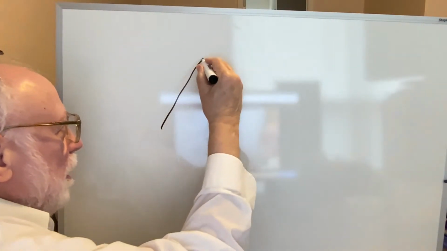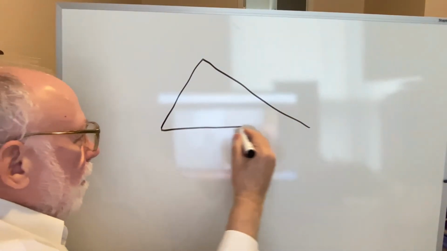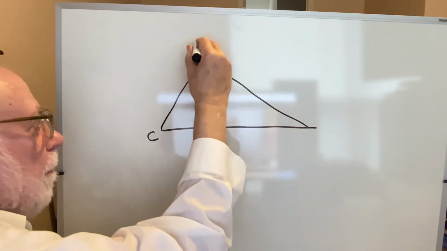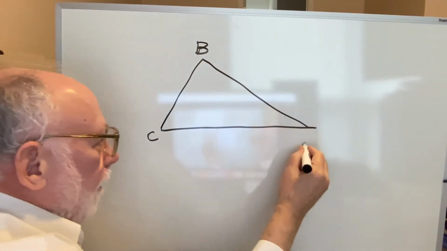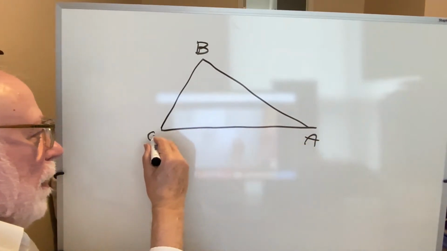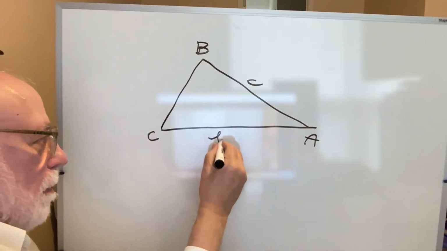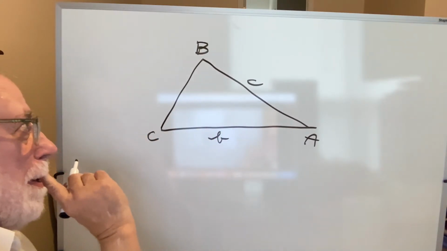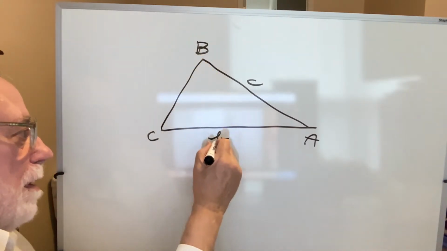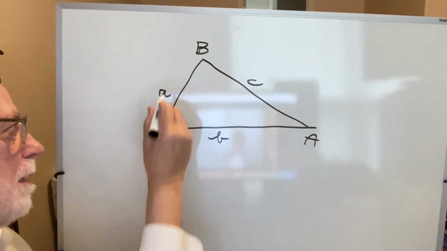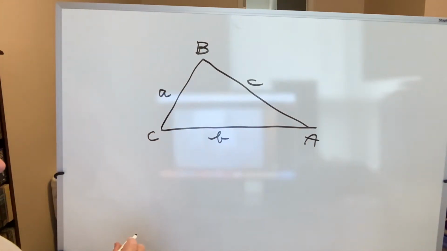We're going to prove the law of cosines. Here's your diagram. Opposite angle C is side C, little c. Opposite angle B is little b, and opposite angle A is little a, side little a.